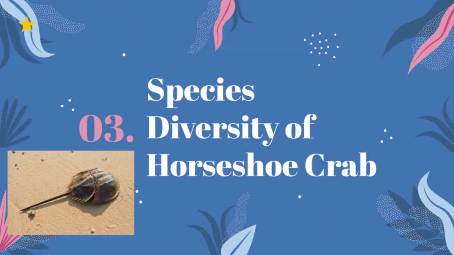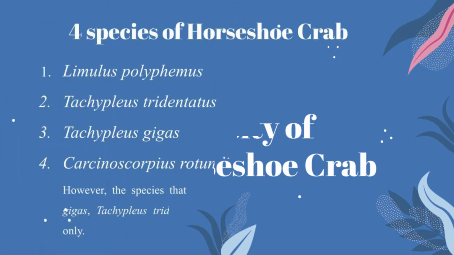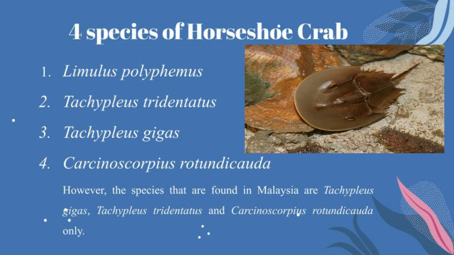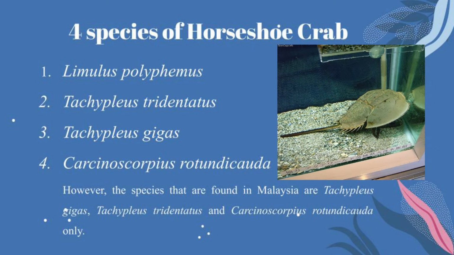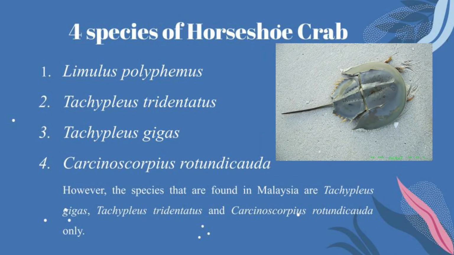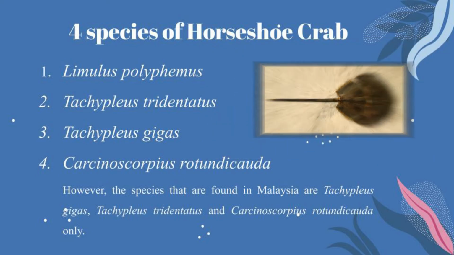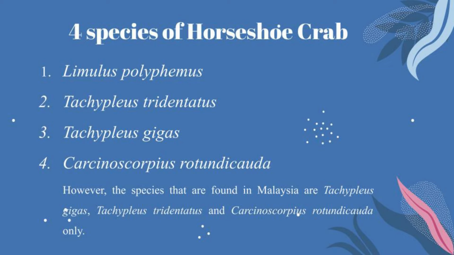Species diversity of horseshoe crab. There are 4 species of horseshoe crab, which are Limulus polyphemus, Tachypleus tridentatus, Tachypleus gigas and Carcinoscorpius rotundicauda. However, the species that are found in Malaysia are Tachypleus gigas, Tachypleus tridentatus and Carcinoscorpius rotundicauda only.